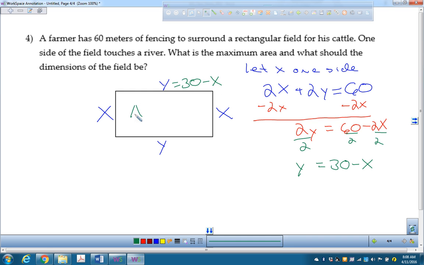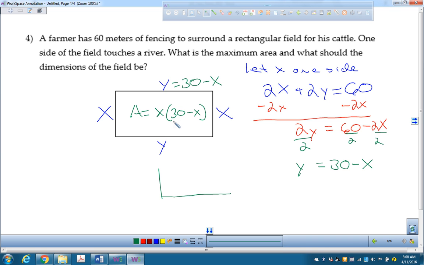How do I find the area of something? You're trying to maximize the area. What times what? X times y, or length times width. So in this case, I'm going to multiply x times 30 minus x. What shape is this going to make? If I multiply this out, I get 30x minus x squared.